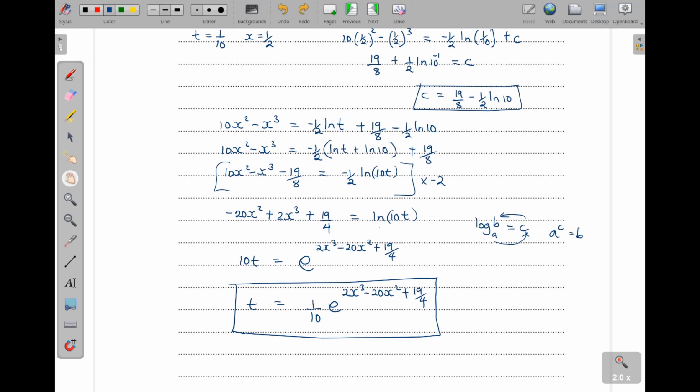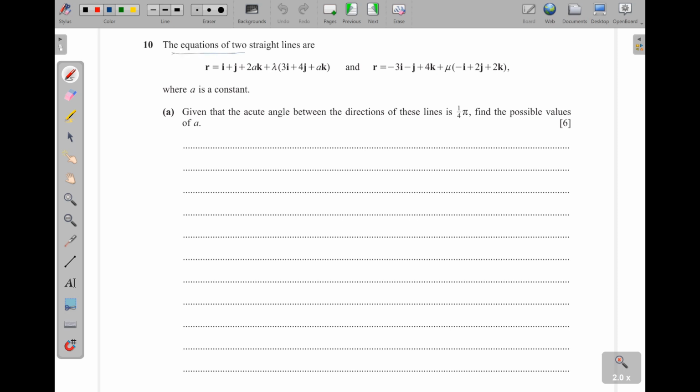So that is that. Question 10, the equations of the two straight lines are given here, where a is a constant. Given that the acute angle between the directions of these two lines is pi over 4, find the possible values of a. So here we are using the scalar product. So d1, or the direction vector of this first one, you just look at what is in brackets here. So that is 3, 4, and a. Then the direction vector of the second one is here, which is negative 1, 2, and 2.